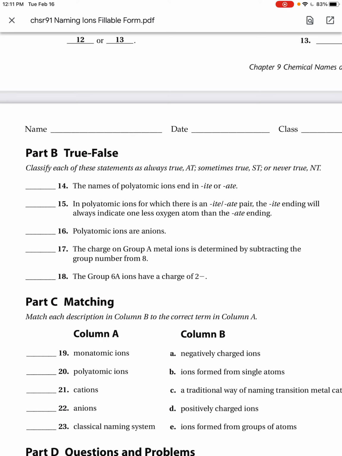Polyatomic ions are anions. That's sometimes true, because there are some polyatomic cations. Ammonium is the classic example. The charge on the group A metals is determined by subtracting the group number from 8. That's never true. That would be the group A nonmetals. And the group 6A ions have a charge of 2 minus, and that's always true. So we have sometimes true, ST, 15 is AT, 16 is ST, 17 is NT, and 18 is AT.